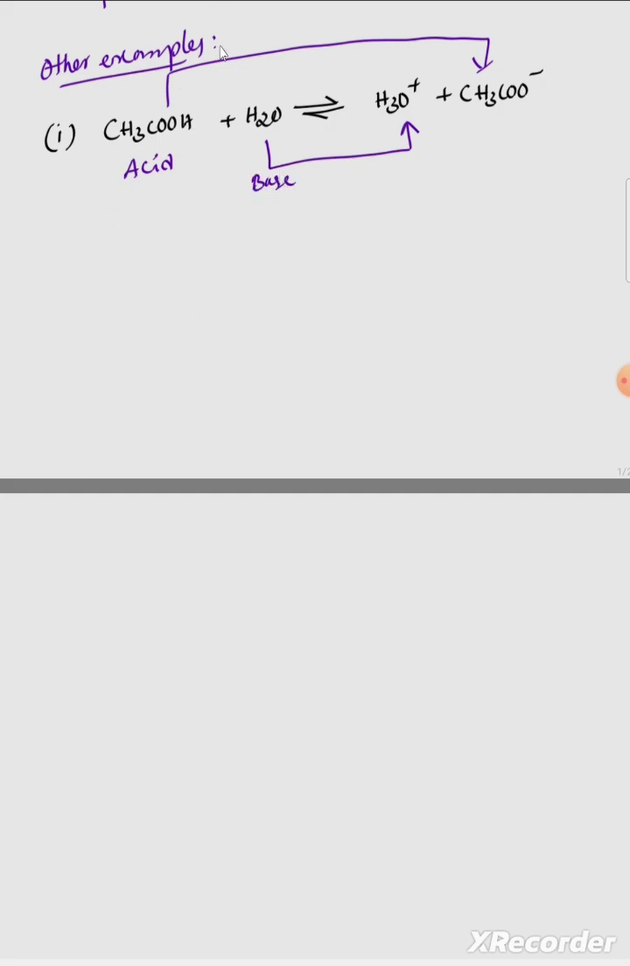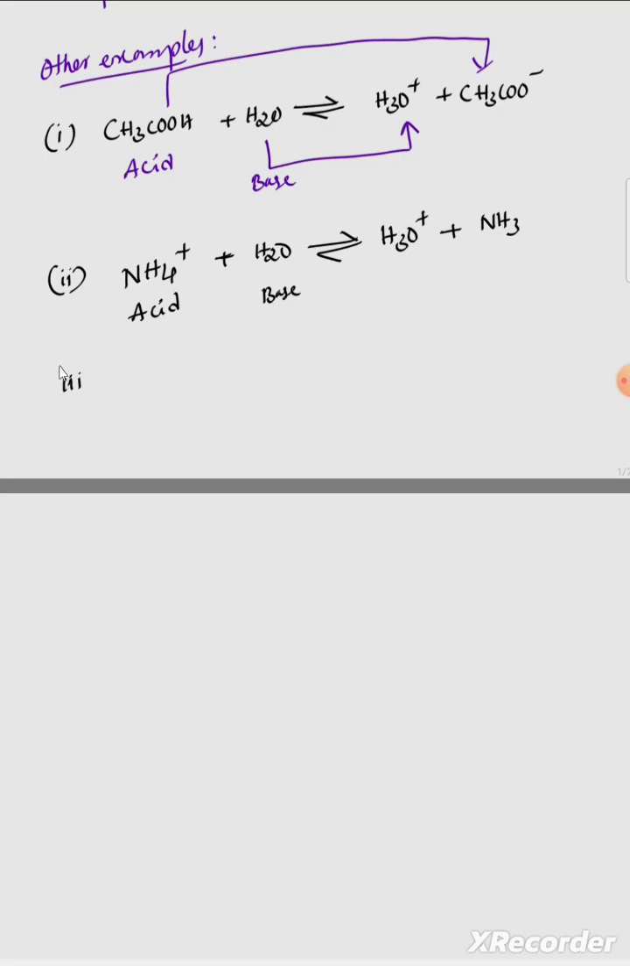Another example: ammonium ion plus water becomes H3O plus and ammonia, NH3. Here the ammonium ion donates a proton to become ammonia, so it acts as acid. Water accepts the H plus ion to become H3O plus, so it acts as base.